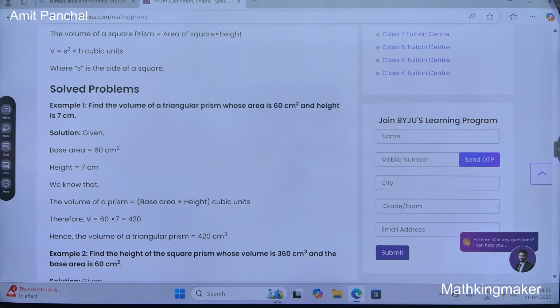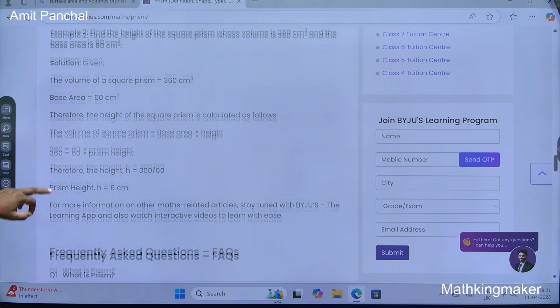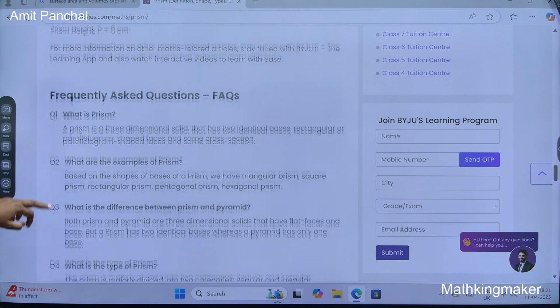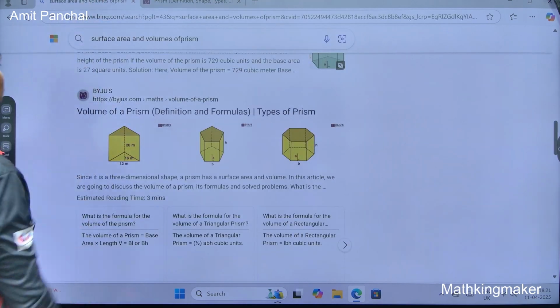Okay, now this is the question. Find the height of a square prism whose volume is 360 centimeter cube and the base area is 60 centimeter square. Yeah, 360 divided by 60. Yeah, 6. 6 will be the height. Okay, now we'll see some more questions.